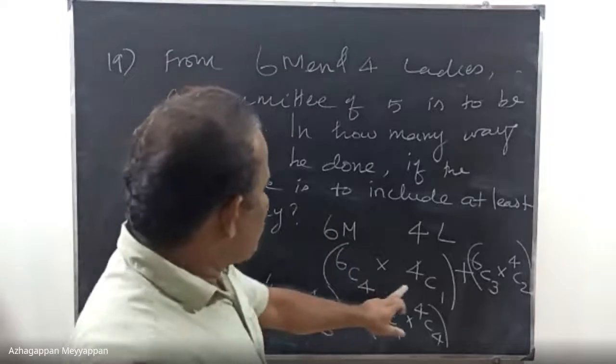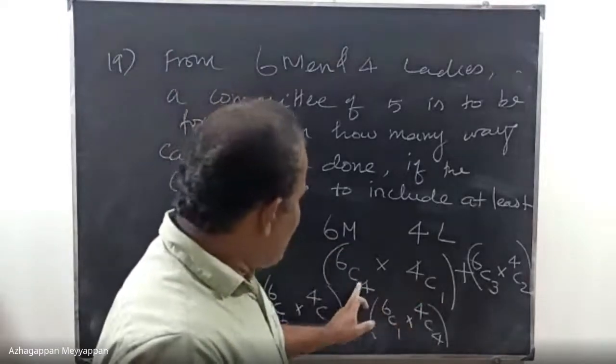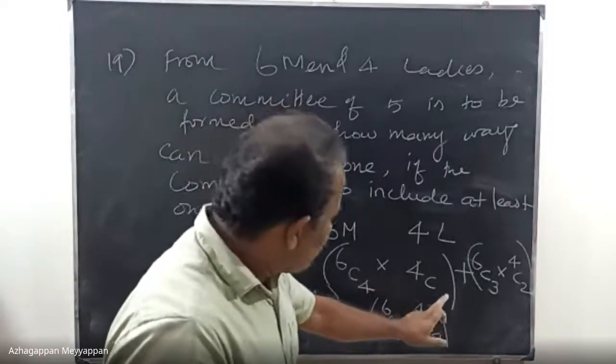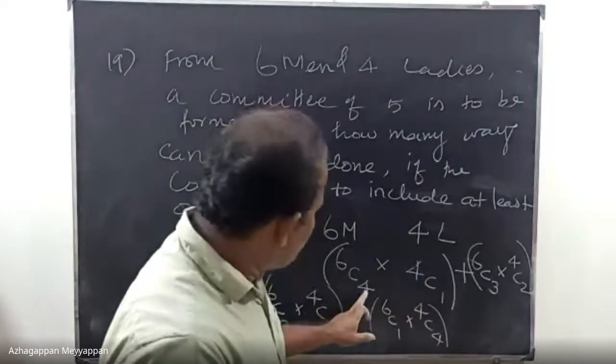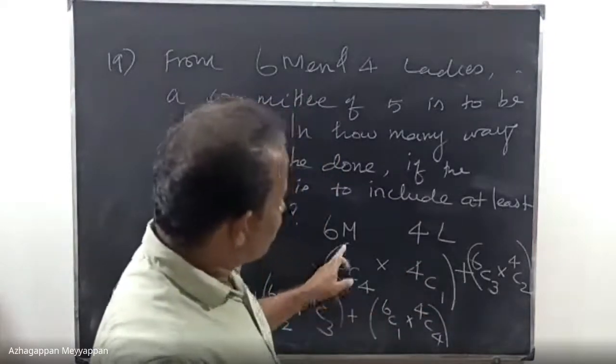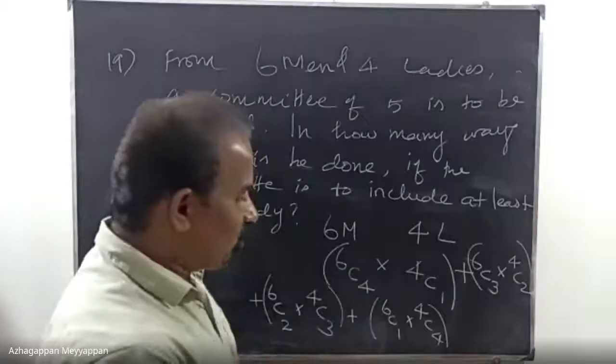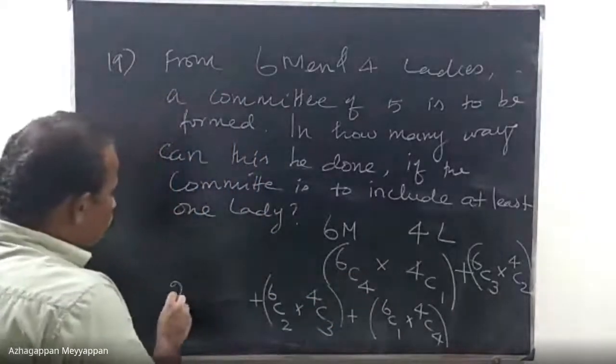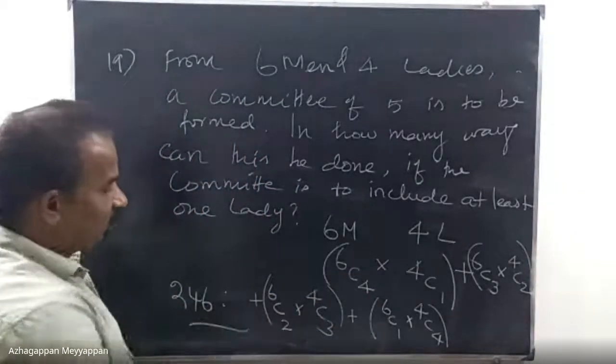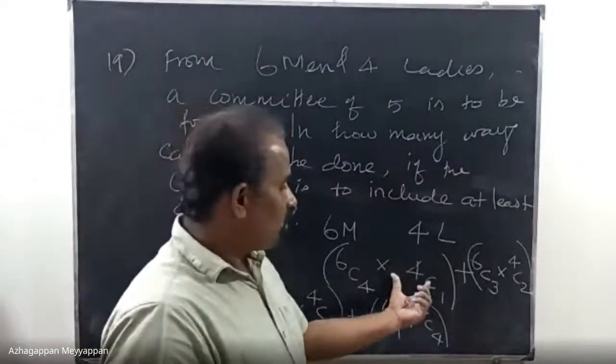So 4 men and 1 lady committee: that 1 lady from 4 ladies, that 4 men from 6 men. So these are the possibilities. If you calculate it, you will be getting 246. This is the way.